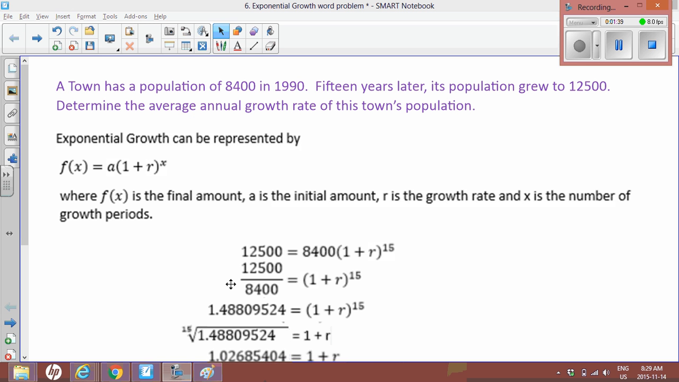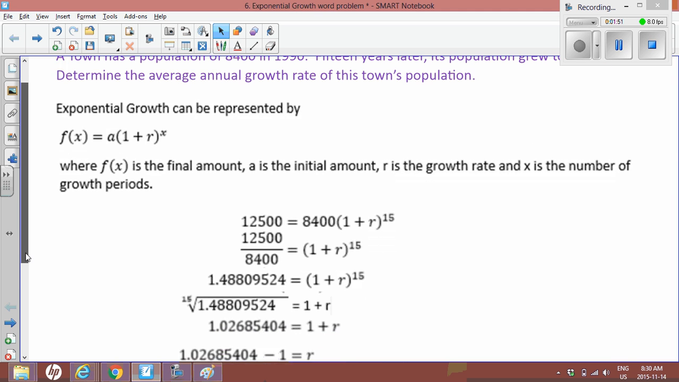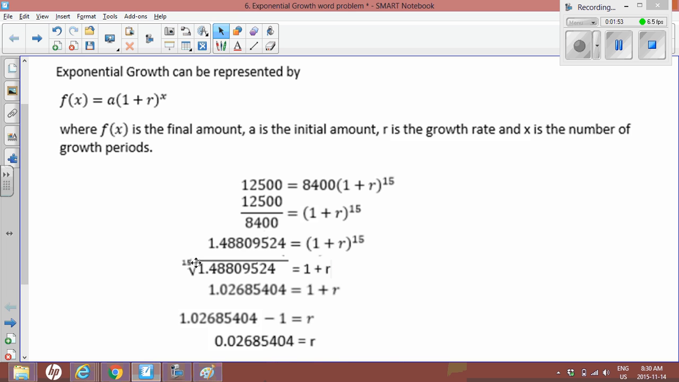And then we solve. We divide 12,500 by 8,400. We're trying to isolate r, so we're reversing operations. Once we divide that out, we get a decimal. You can leave it in fractions if you'd like and continue solving in fraction mode. Then the reverse operation of exponents is taking the roots, so we're taking the 15th root of this value. Once we do that, we get a value here.